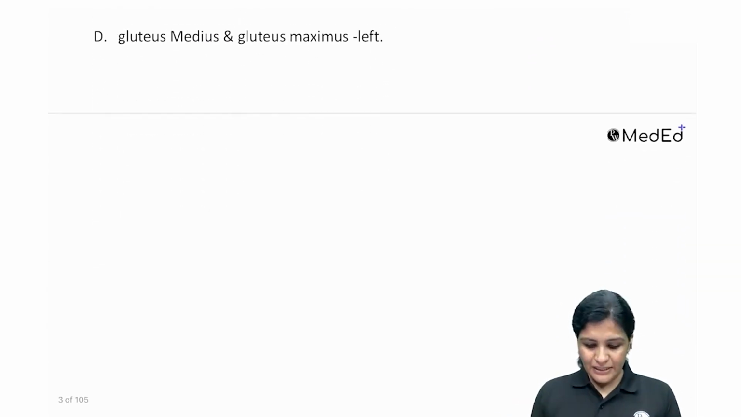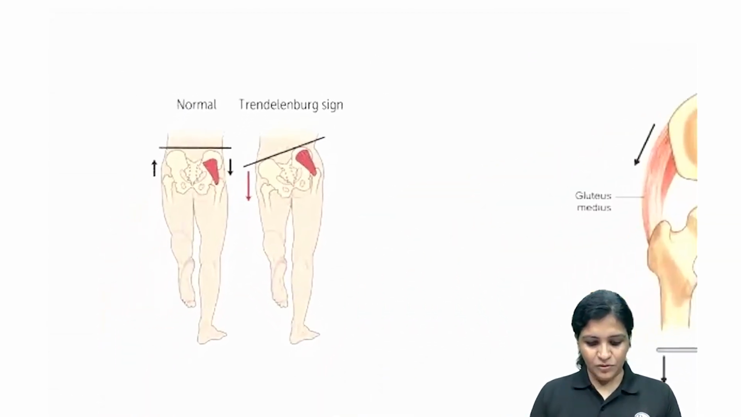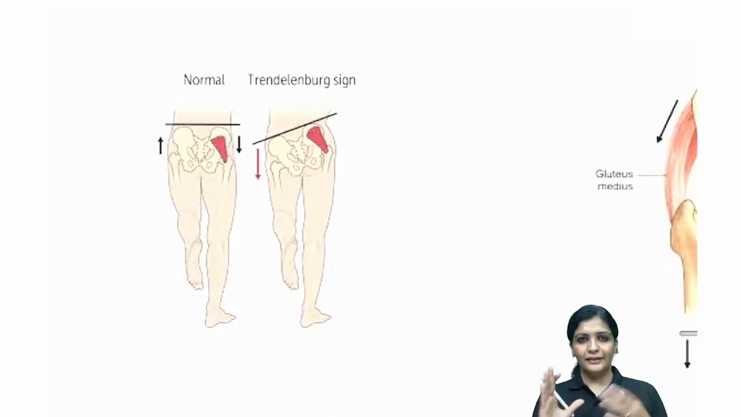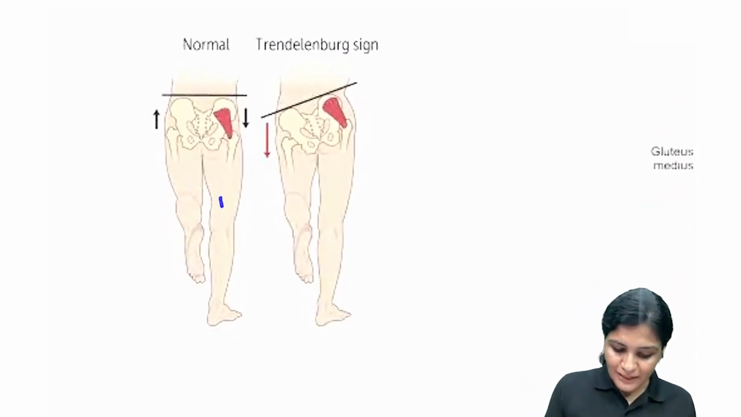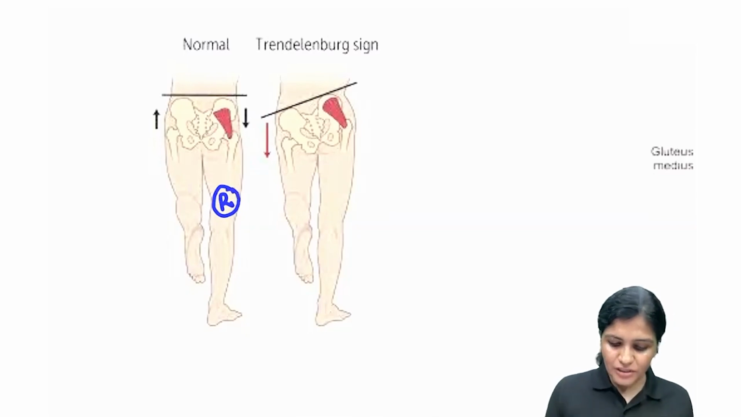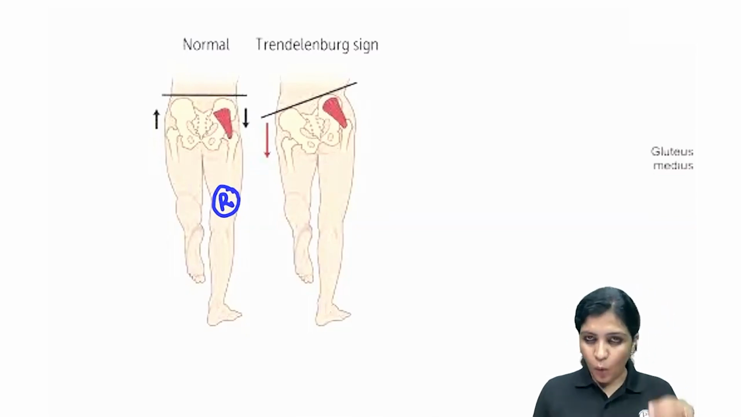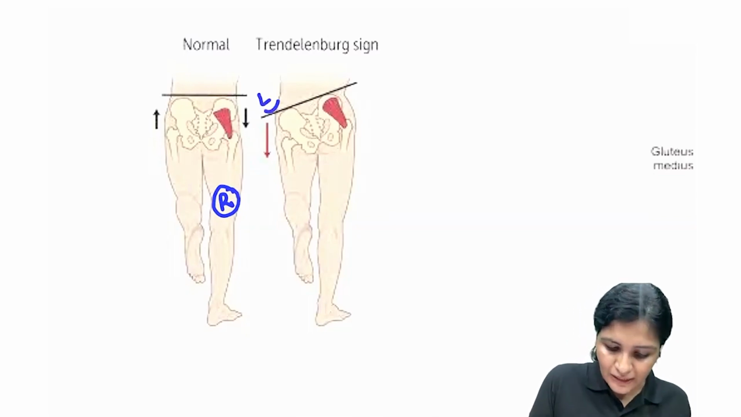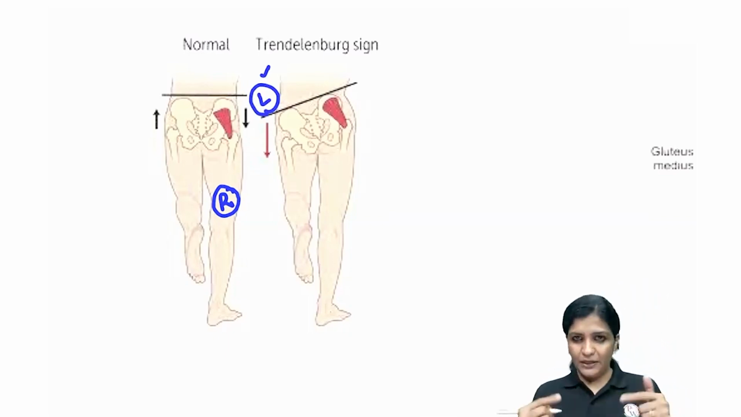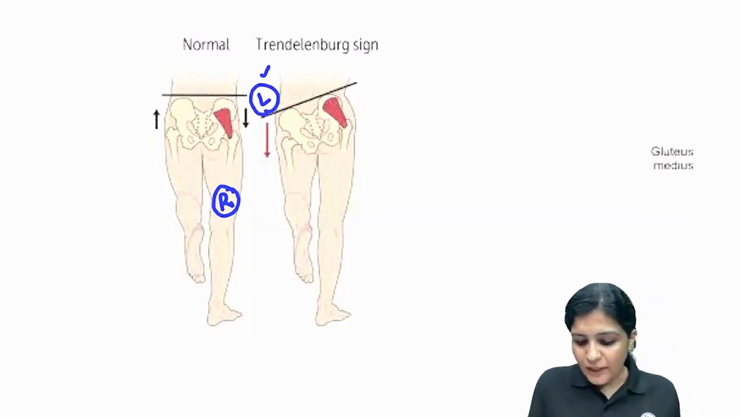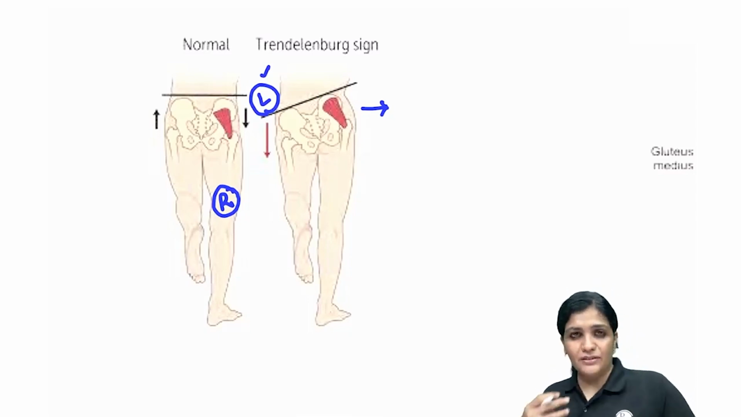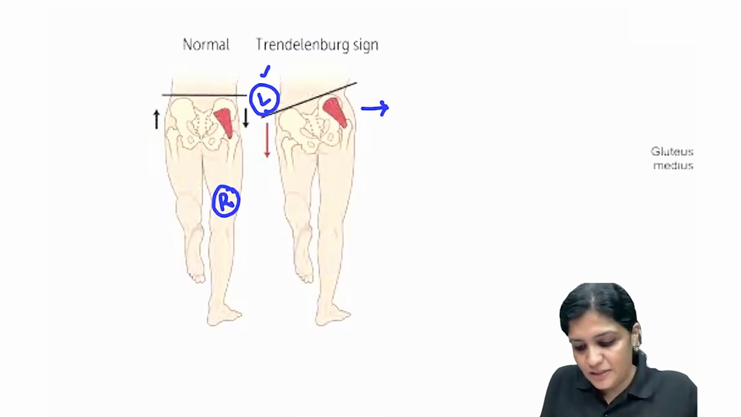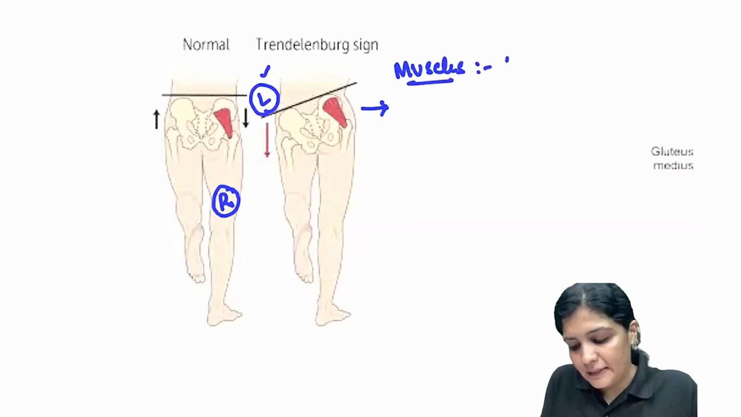So this is what he has asked. This is the clinical picture which should appear in your mind. Let us assume that this is your right limb on which the patient has put his whole weight, and you see that the left side has dropped down. That is what the question was. This is mainly because of the abductors. The muscles involved here are the abductor muscles.